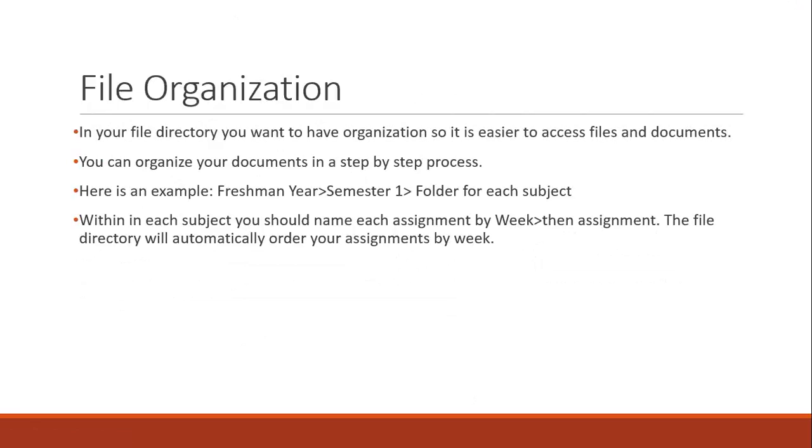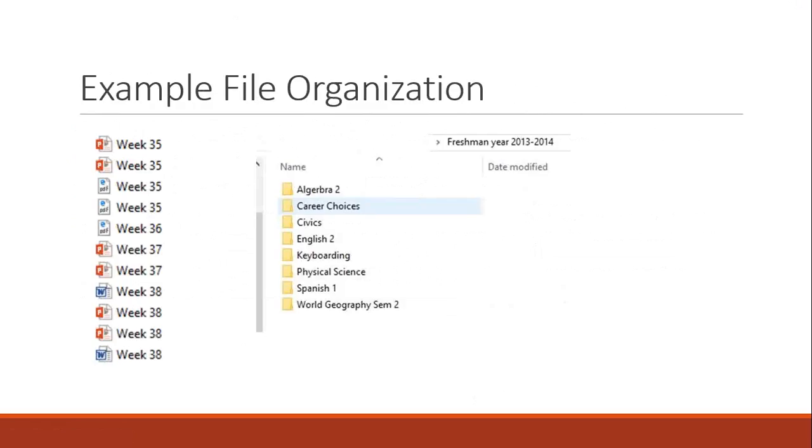That way you can find it in your directory, because the file directory will organize all your files by what your name is. So if you have week 1, it'll organize it by week 1, 2, 3, 4, sort of like this. Here's an example of it. On the left side, you can see week 35, and then it goes down to week 36. They're all different files, but it still organizes it by the week. And here's an example on the right of different subjects within freshman year.